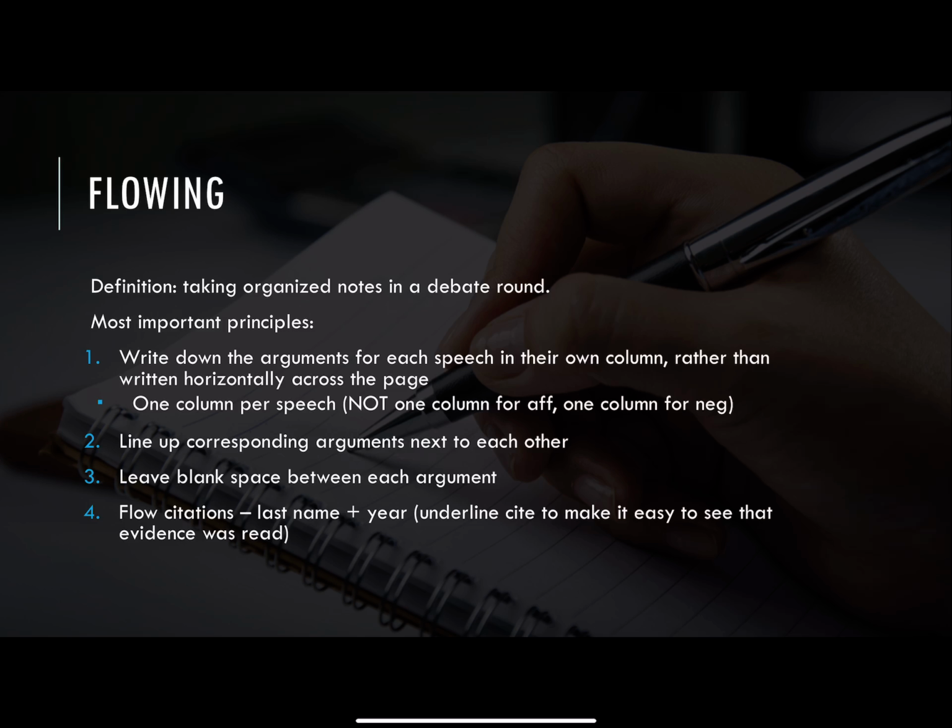Fourth, you want to make sure to keep track of citations. So in addition to writing down the arguments, you also want to keep track of when a debater reads actual evidence. And you want to do that by not just marking that evidence as read, but by ideally writing down the last name of the author that was read, as well as the year that it was read. And then what debaters do, again, I know this is all abstract right now, I'm about to show you some examples, is underline the citation to make it easy to see that evidence was read.